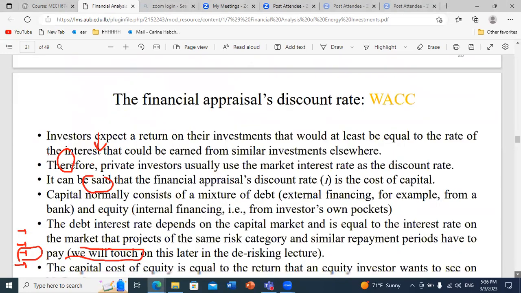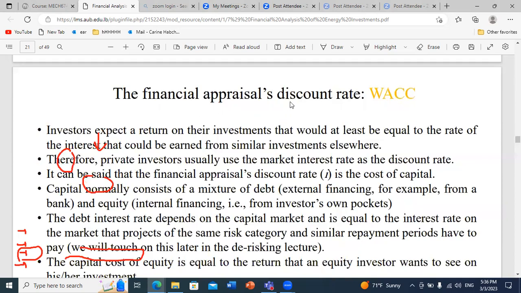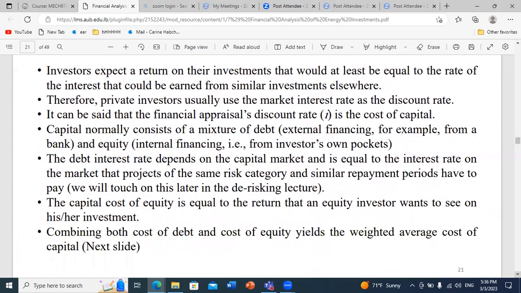Now, what is the financial appraisal discount rate? We'll discuss now how to take a value for the discount rate. So investors expect a return on their investment that would at least be equal to the rate of the interest that could be earned from similar investments elsewhere. Therefore, private investors usually use the market interest rate as the discount rate. What do we mean by this?